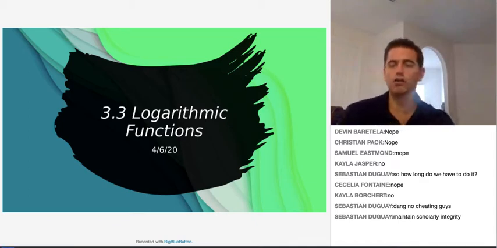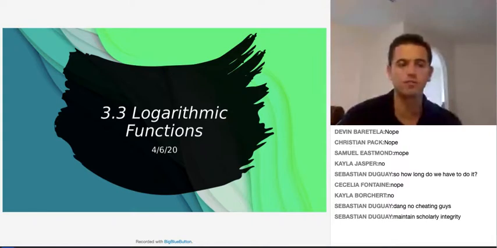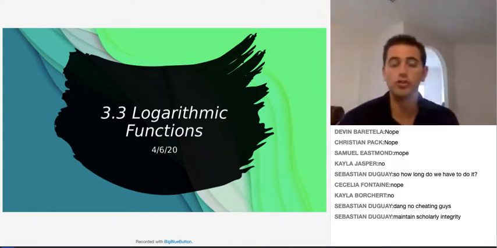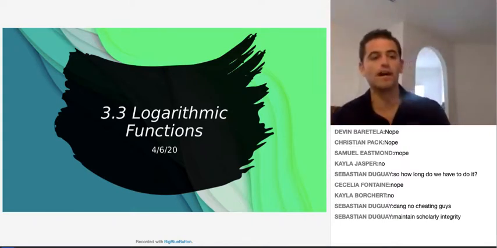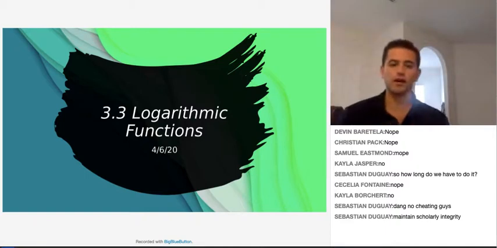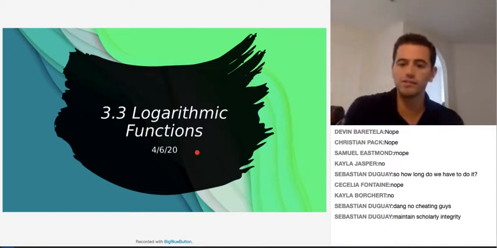So this is about logarithms. You're supposed to learn logarithms in Algebra 2. Hopefully you did. You definitely learned about them. And did you remember them? I don't know. Do we remember logarithms? We're about to find out. So here we go. We're starting.